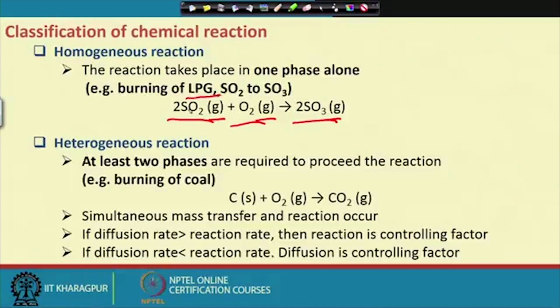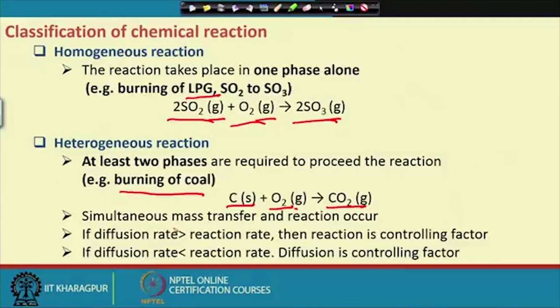We have another example, which is LPG. LPG is liquefied petroleum gas, and it mostly contains butane, and when we burn butane, it produces carbon dioxide and water, and carbon dioxide and water are also gases. Now, for heterogeneous reaction, we have the example of burning of coal, and coal is a solid material. In the presence of oxygen, which is a gaseous material, the ultimate product is carbon dioxide.